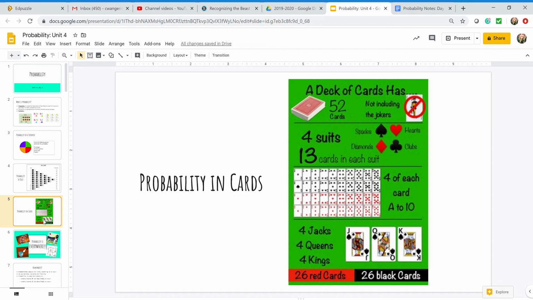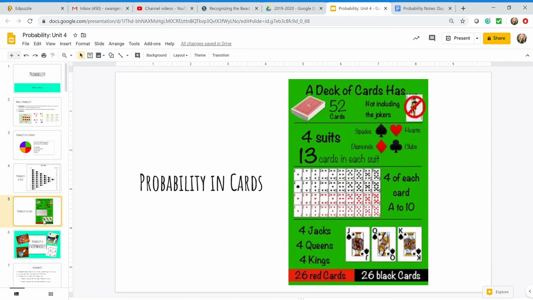You're given 52 cards, not including the jokers. You're given 4 suits. You have spades, hearts, diamonds, and clubs. Of each suit, there's 13 cards, all right? So it's broken down even further than that. There's 4 of each card, an ace through 10, all right? Then it's broken down even more into 4 jacks, 4 queens, and 4 kings. We know there's 26 red cards and 26 black cards.